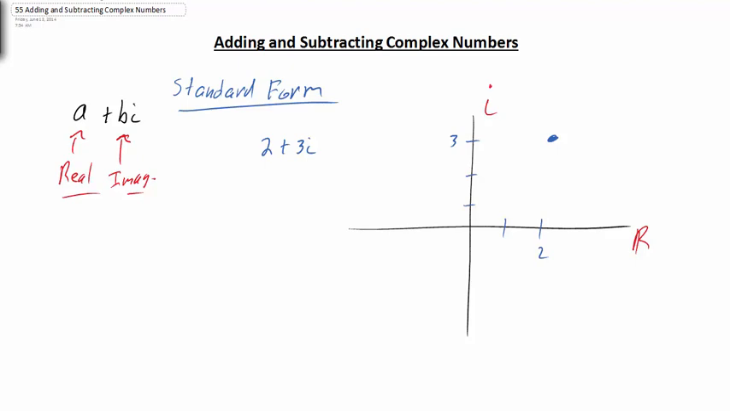So for example, if we had the number, let's say, negative 1 minus, let's say, 4i, then that means that you would go 1 to the left and then down 4 units. And that point would be here.